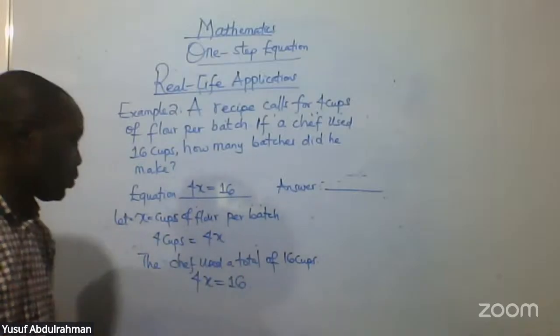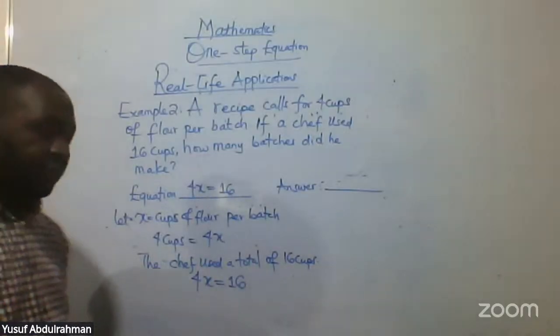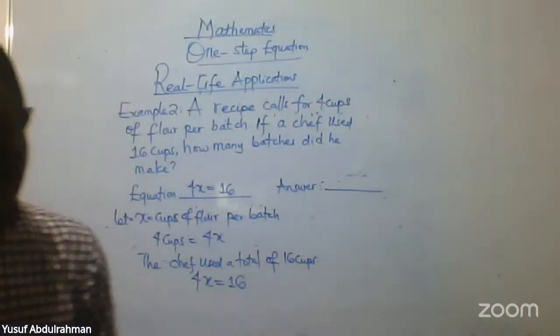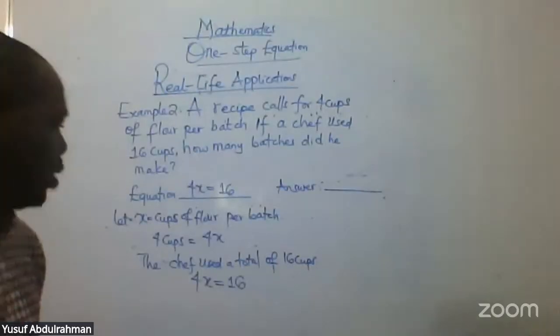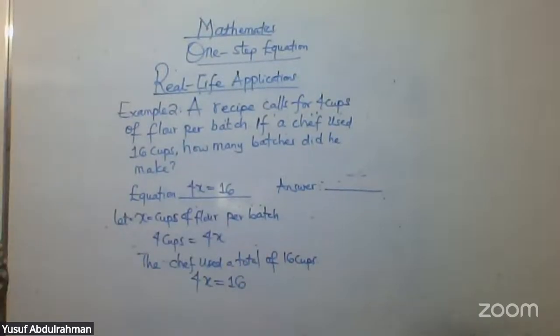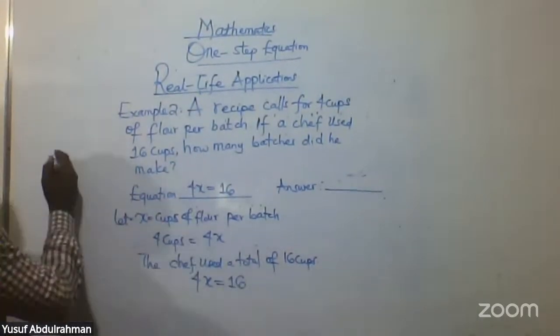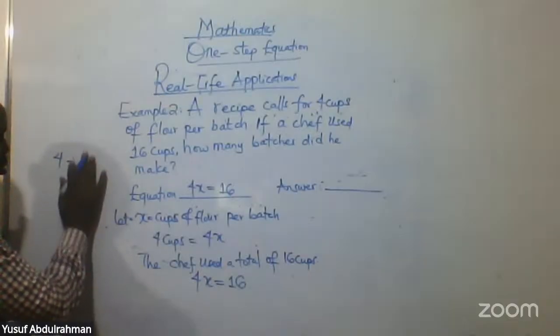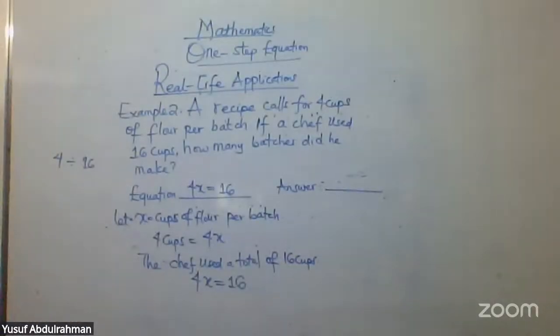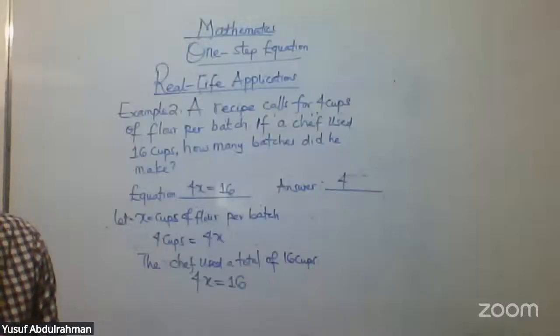So we need to find out the value of x. What will be the value of x? 4. The value of x is 4. Why is it 4? How did we get 4? Divide 4 by 16? No, that's wrong. It is 16 divided by 4. So the answer is 4. Now let me give you an assignment.